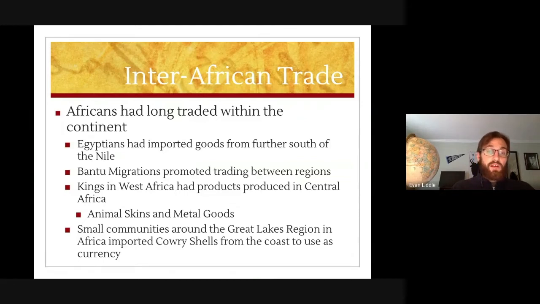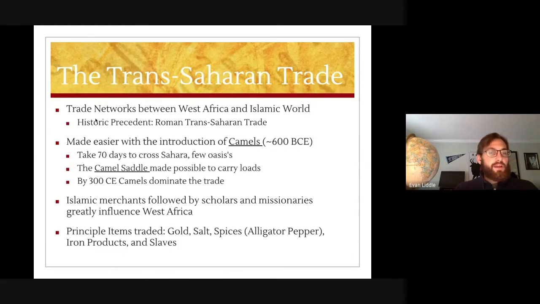First, it's important to acknowledge that Africa has long traded within the continent. So for example, in ancient Egypt, there was a trade between Upper Egypt and Lower Egypt along the Nile. Kings in West Africa have long imported metal goods and animal skins from parts of Central Africa. And around the Great Lakes region, which is inland from East Africa, they have long imported a certain type of shell called cowrie shells from the coast, and it's been used as a local type of currency. So acknowledging inter-African trade is important. But we'll start with the Trans-Saharan trade networks in the West.